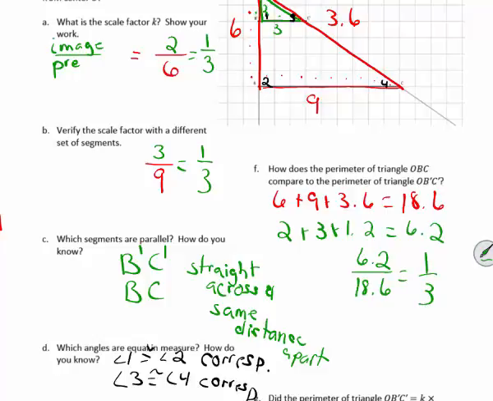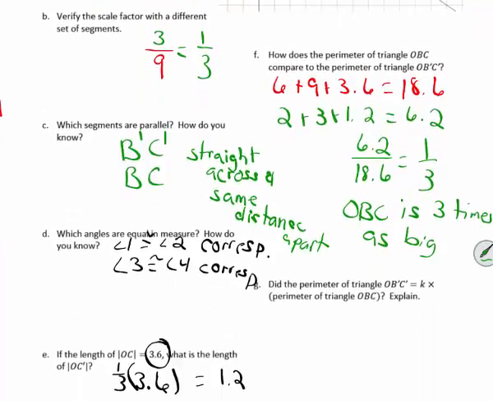All right, but we want to know, how does the big compare to the little? So OBC is 3 times as big, because they asked us to compare it in a different order. Okay, did the perimeter of the triangle equal KX? Yes. And we already did the work, so I'm not going to explain that again.